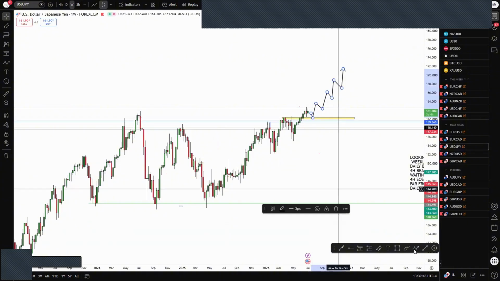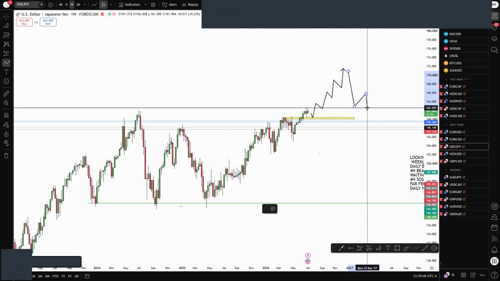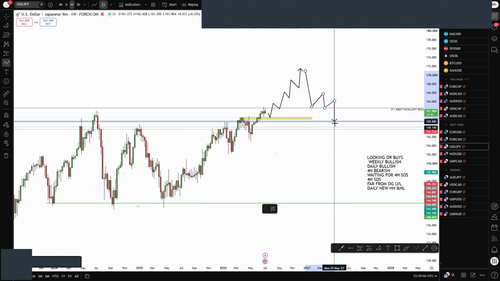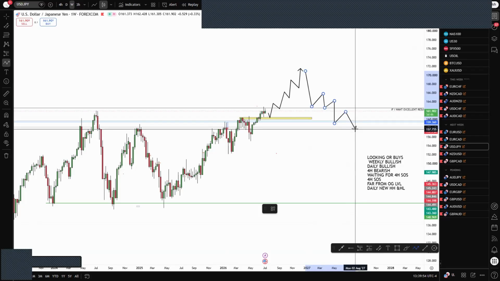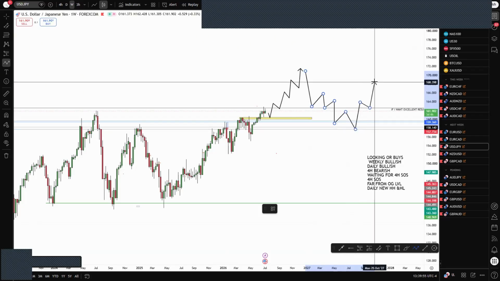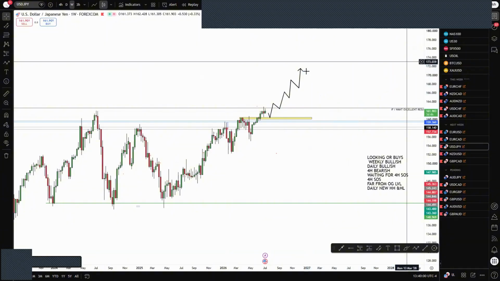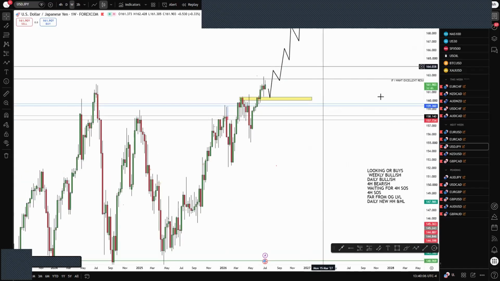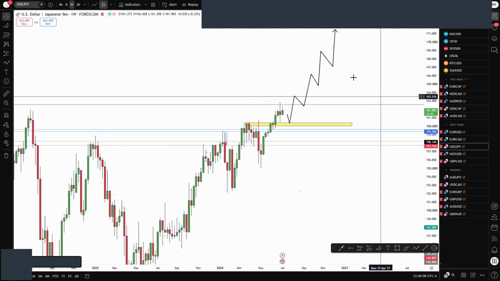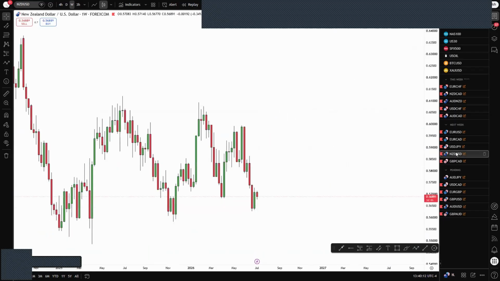And again, you see it start selling massively, maybe even up to here, or even below here, or just above this level. And again, it starts buying. That's why I like this pair, USD JPY. It respects the trend. The next thing is NZD USD.